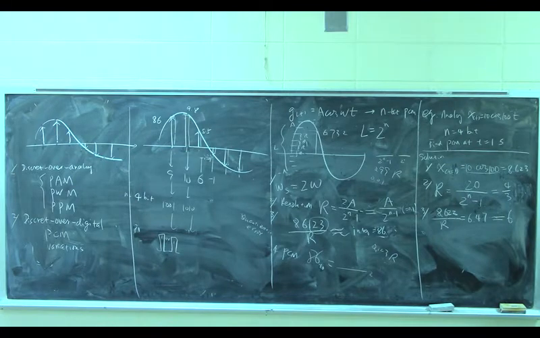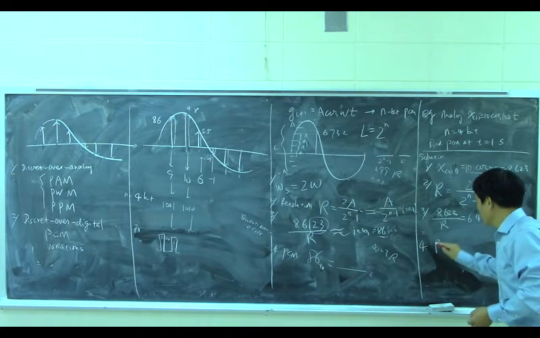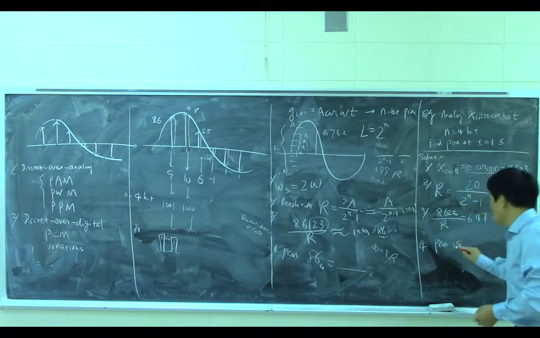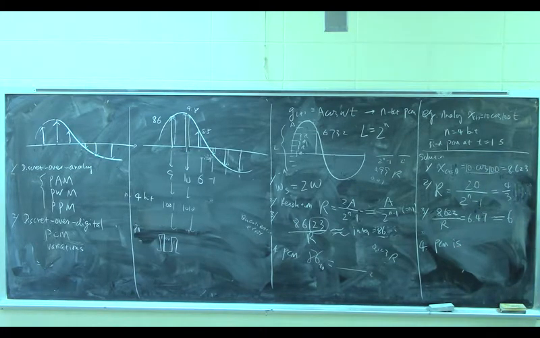Convert this decimal 6 into binary. So for the PCM, how many digits do we have? 4. We need to have 4, right? Because we said n equals 4. Now convert this one into 4-bit binary. What is it? 0, 1, 1, 0. That's it. That is the PCM we already get.